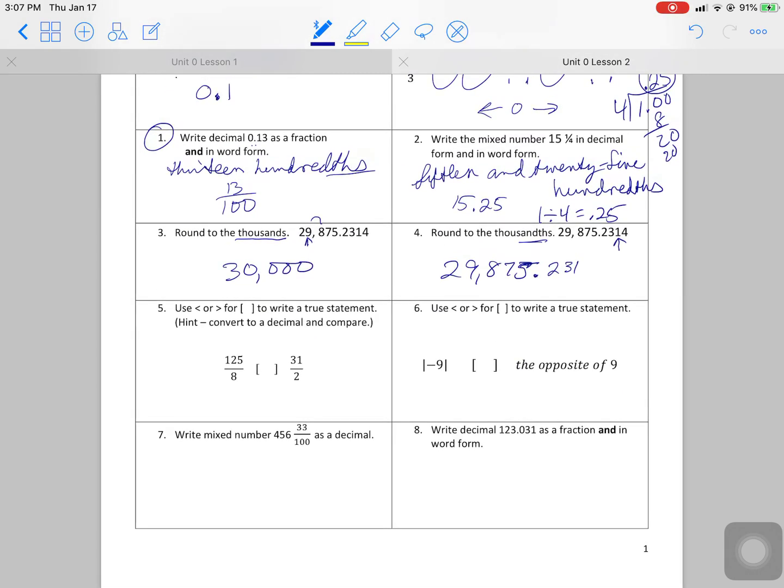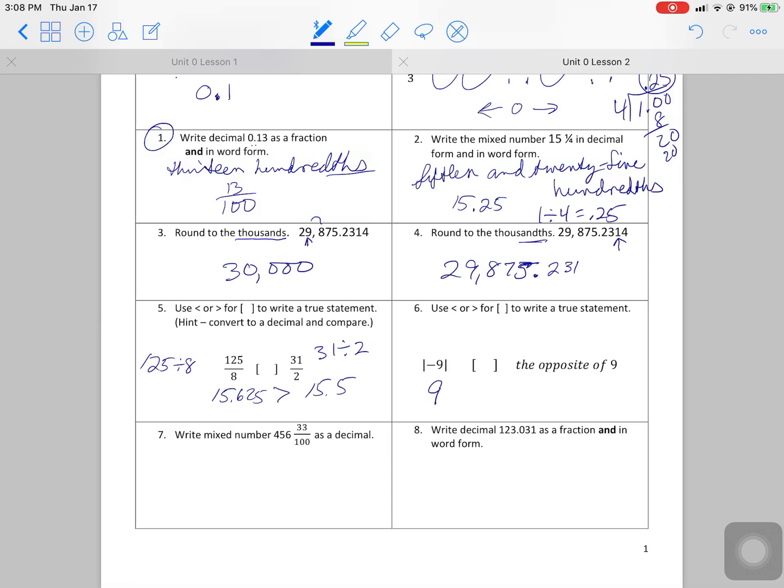All right, let's see, calculator, 125 divided by 8, that comes out to 15.625. 31 divided by 2 in the calculator, 15.5, that's clearly a larger number. I think that would be the easiest way to go. You can do longhand if you want to. Again, to show work, 125 divided by 8 gets you that number. 31 divided by 2 gets you that number. Okay?